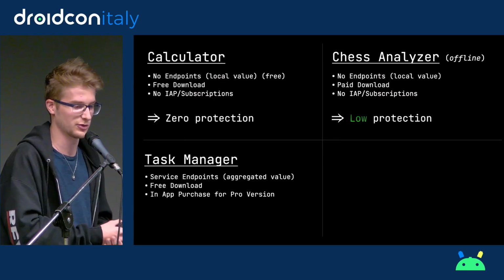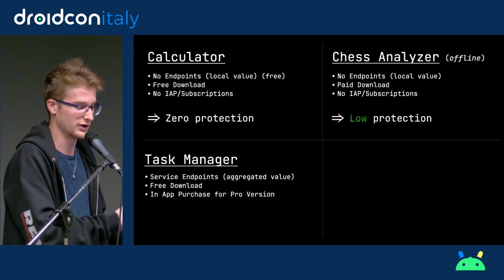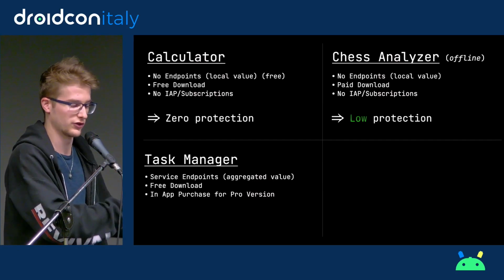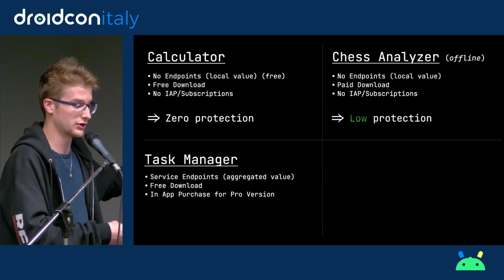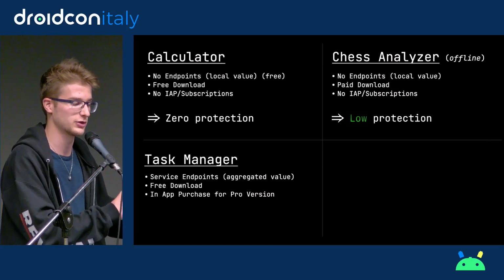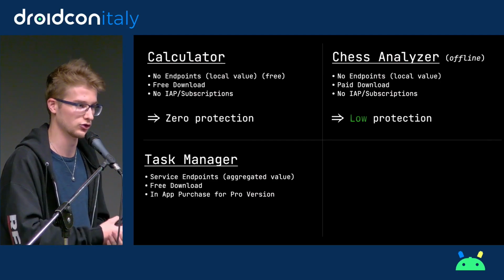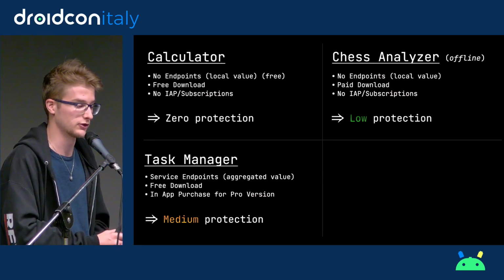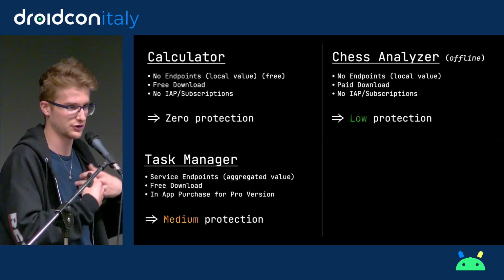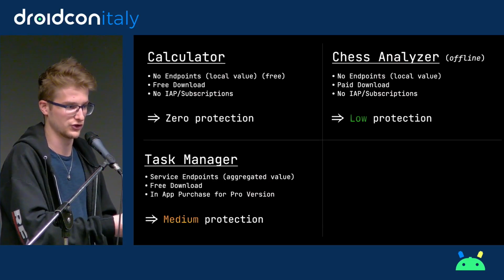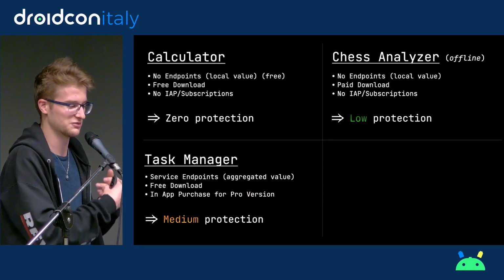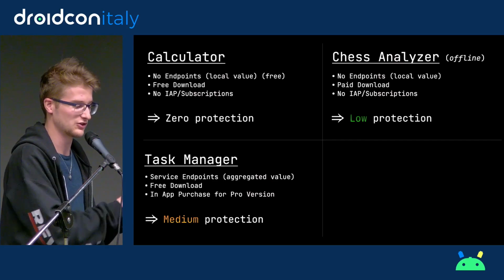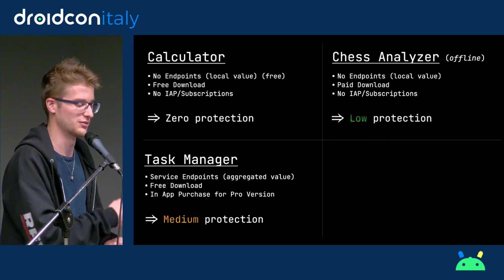And then I thought about a task manager, which is just a more convoluted example because you have service endpoints, because you have custom APIs to deal, for example, with your tasks or whatever your application may contain. You have a free download, but you have the harder scenario because you have inside application code that interacts with the Google Play to get the pro version, for example. This is a perfect scenario for medium protection because, again, you have server value that you want to protect, and you have in-app purchases, which are the main attack vector that attackers are trying to accomplish by tampering with your application. So this is a scenario where you may want to have some more level of protection.